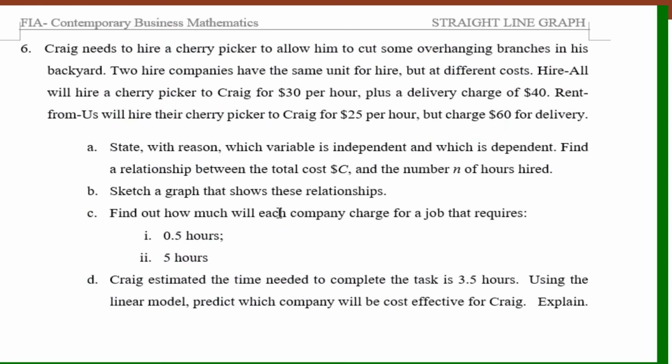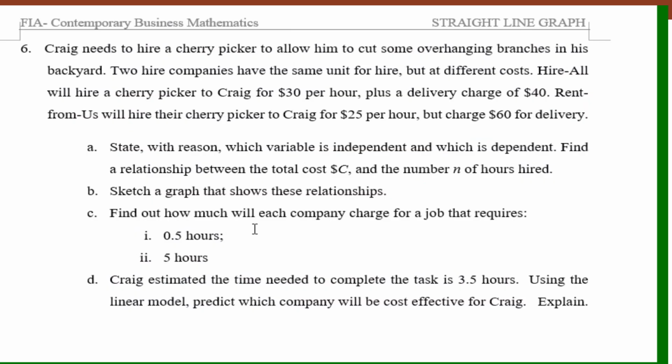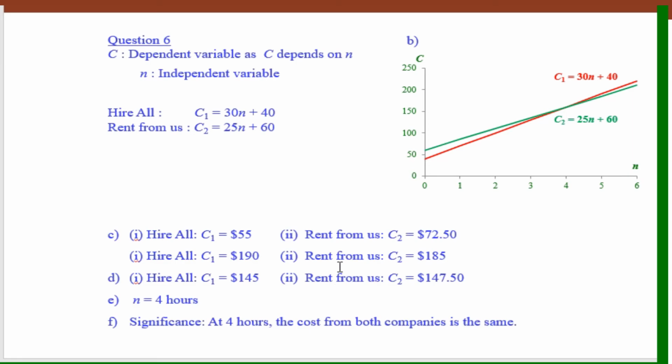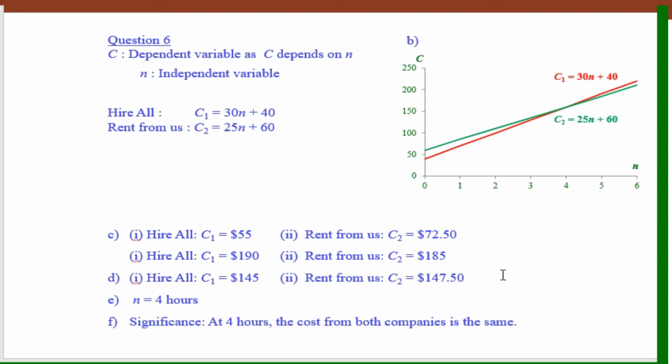Find out how much each company will charge for a job that requires this. You just take this value, substitute into both these equations, and you will find both these values. Same goes for the second part. You take 5 hours, substitute into the equations and find how much each. Craig estimated the time to complete the task is 3.5 hours. Predict which company will be cost effective, which will be cheaper. So you substitute 3.5 inside the equation, 3.5 inside here, and then you see which one is cheaper and you're pretty much sorted.